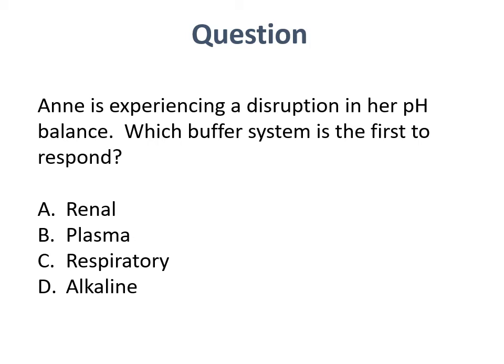So whether you're alkalotic or acidotic, the first system to respond is the plasma system. The renal system takes a day or two, so that's not the first system to respond. The respiratory system can respond quickly, but not as quickly as the plasma. And D just isn't a system, it's not an answer.